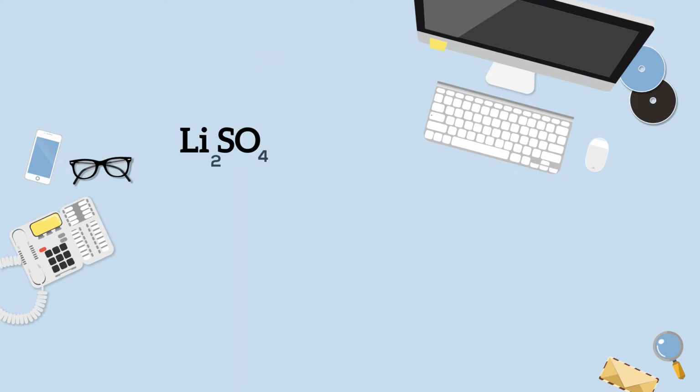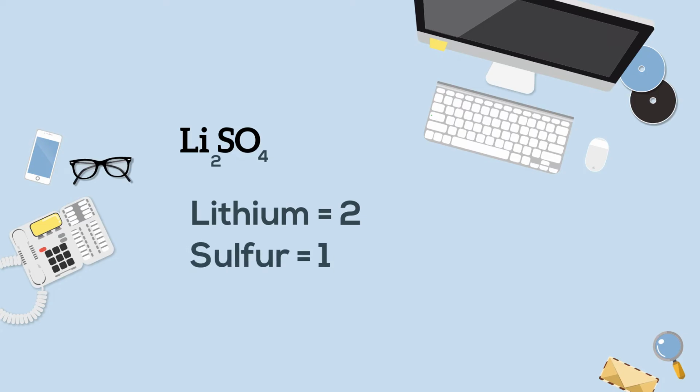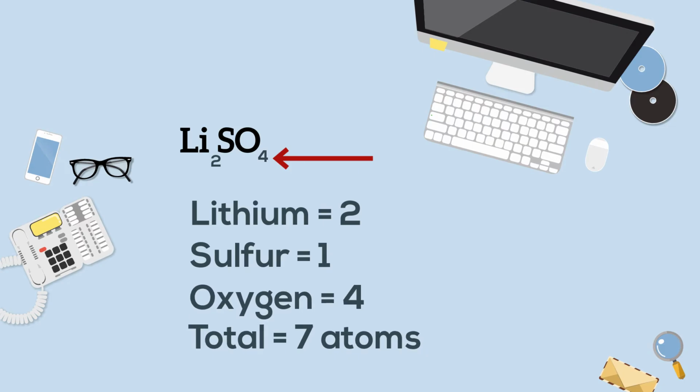Next, we have lithium sulfate. You have a subscript of 2 behind the lithium, so you'll have 2 lithiums. The sulfur does not have a subscript, so it would be 1, and there are 4 oxygens.